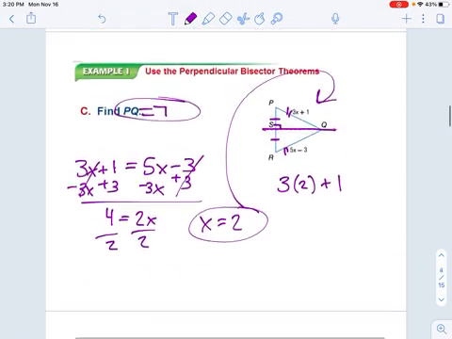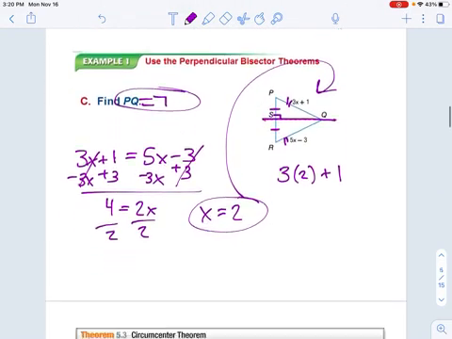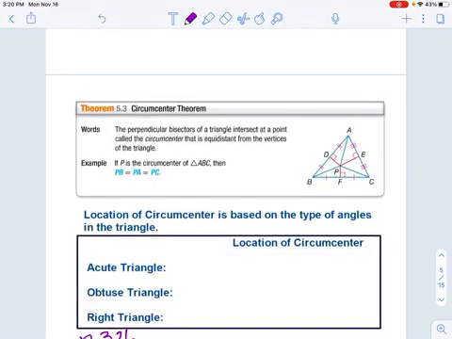Alright, so that is the end of just talking about perpendicular bisectors. Now we're going to use it in our circumcenter theorem. The perpendicular bisectors of a triangle intersect at a point called the circumcenter that is equidistant from the vertices of the triangle. The crazy thing is, no matter what kind of triangle, we have a circumcenter. It is made from these perpendicular bisectors, so 90 degrees, and they cut the segment in half. It's made up of 3 of those.